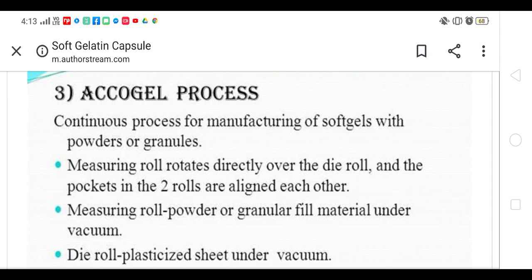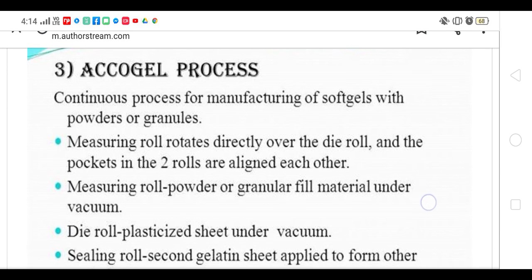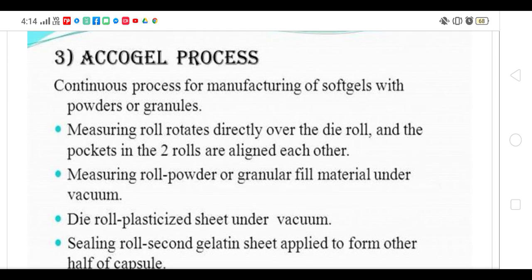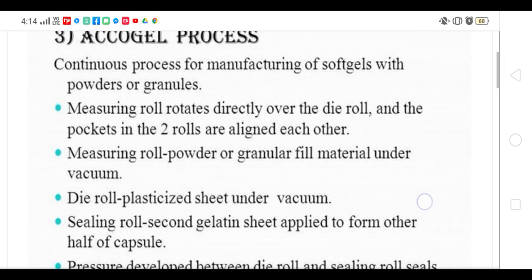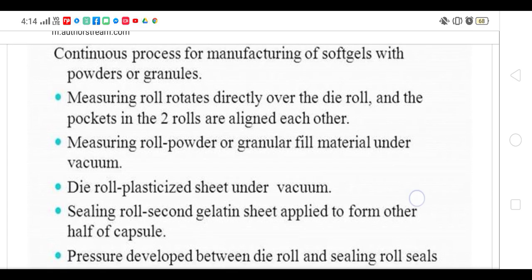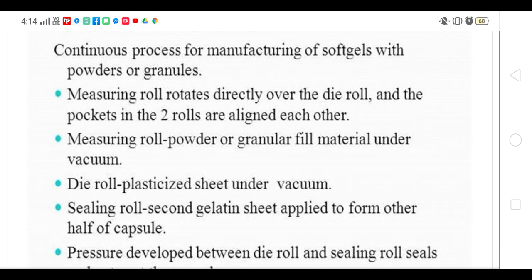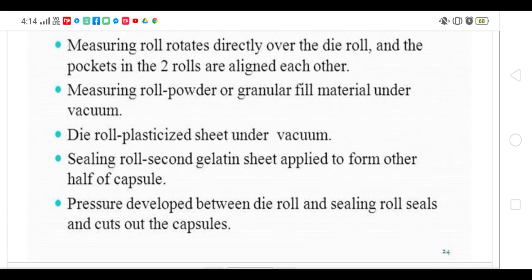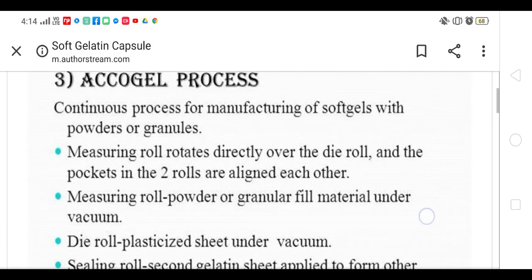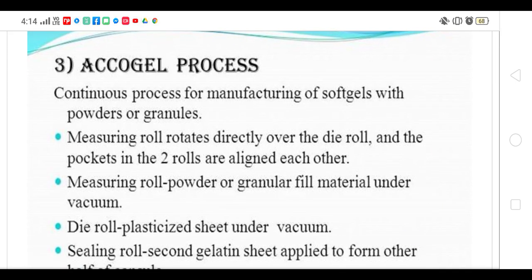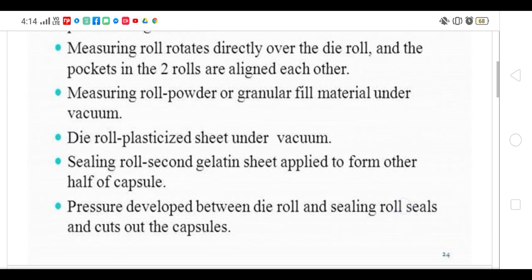Now, Eco Gel, it is a continuous process for manufacturing of soft gel with powder or granules. Very important, manufacturing soft gels with powders or granules. A measuring roll rotates directly over the die roll and the pockets in the tool align to each other. Measuring rolls, powder or granules fill material under vacuum and the die roll places sheets under vacuum. It is similar to the plate process, but here it is filled with powders or granules.